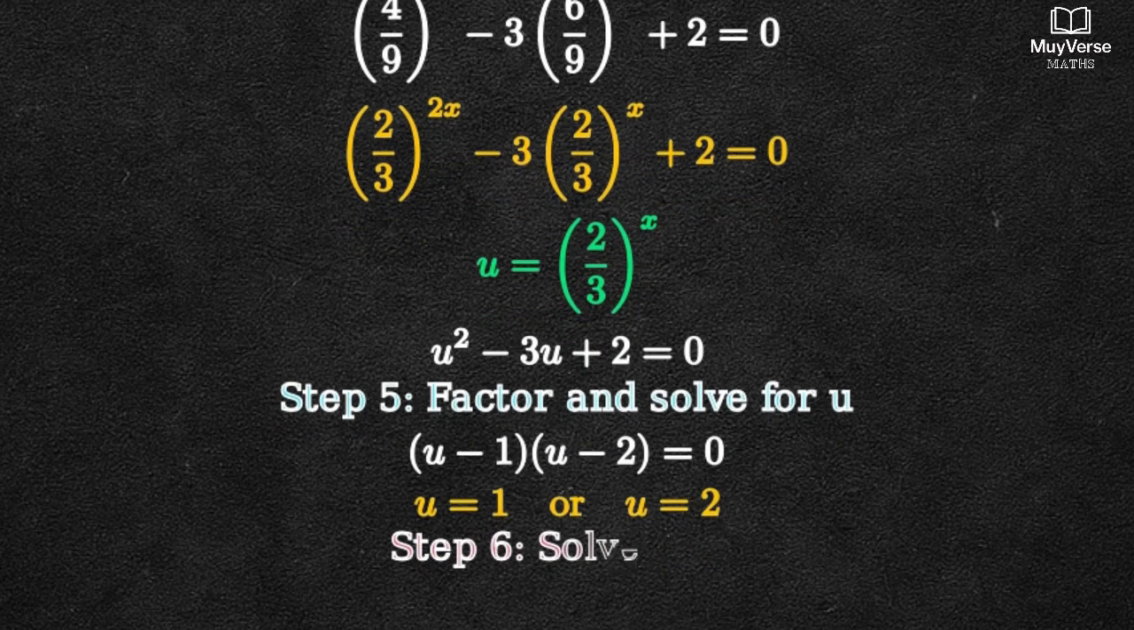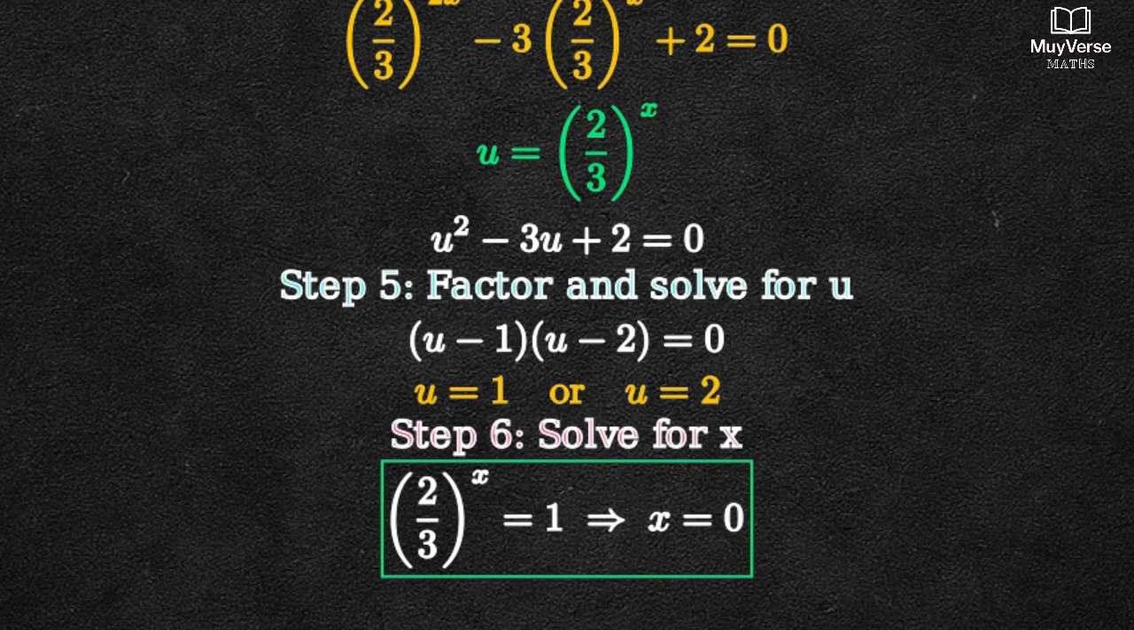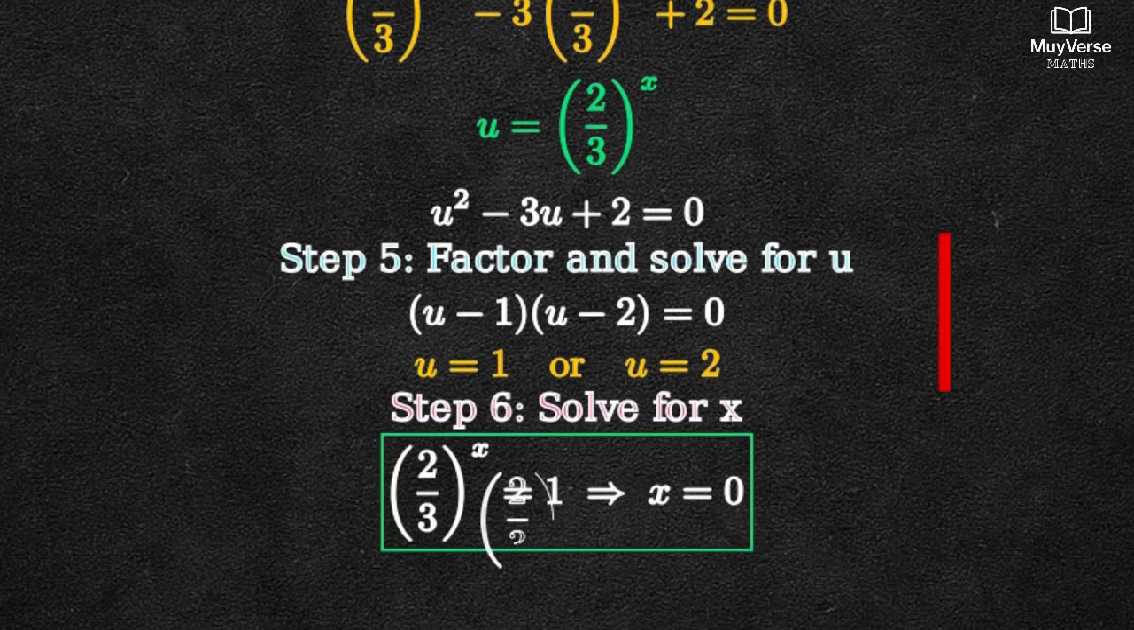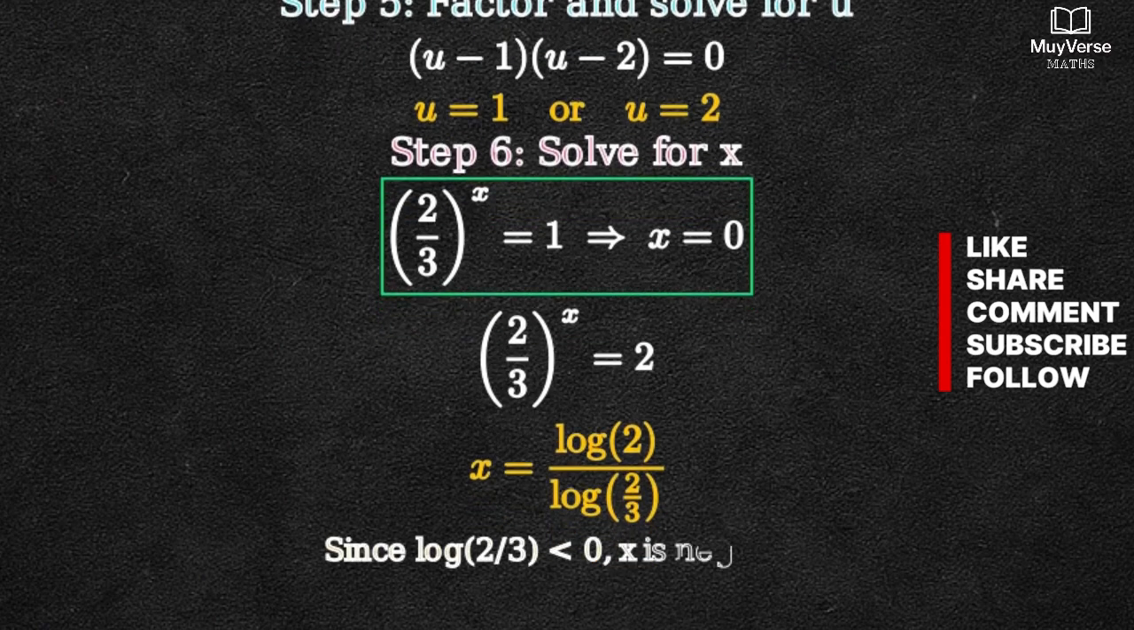Step 6. Back substitute u equals (2/3)^x. Case 1. u equals 1 gives (2/3)^x equals 1, so x equals 0. Case 2. u equals 2 gives (2/3)^x equals 2. Taking logs, x equals log 2 divided by log(2/3). This is negative, which satisfies x less than or equal to 0.